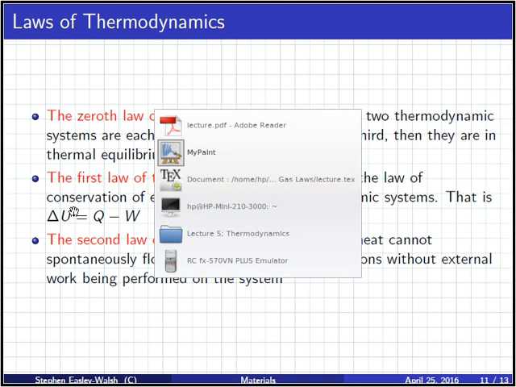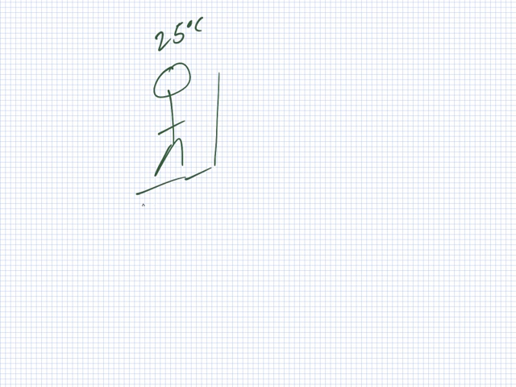So I'll try and draw this. I'm not explaining this well, I'm sorry. Here's the man. Let's say he's at 25 Celsius, and he sits on a chair, and the chair is, I don't know, 20 Celsius. The heat from his body will go into the chair and make the chair warmer. This is what normally happens.